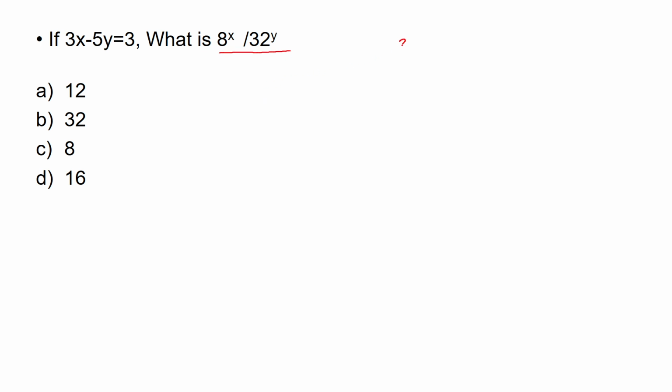Now we know that 2 power 3 (2 cubed) is equal to 8. And we also know that 2 power 5 is 32. Because if 2 power 3 is 8, 2 power 4 will be 8 multiplied by 2 which is 16, and 2 power 5 will be 16 multiplied by 2 which is 32.